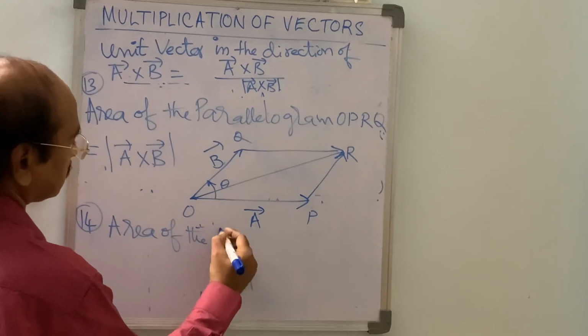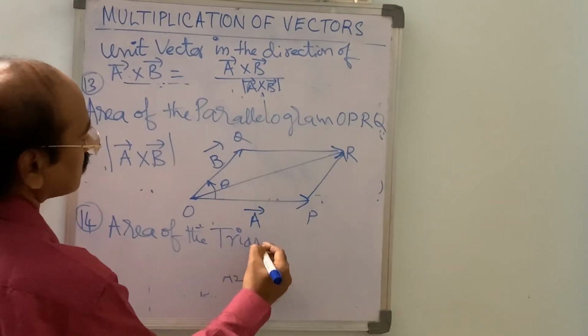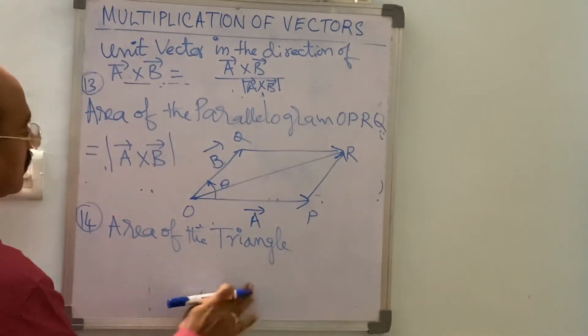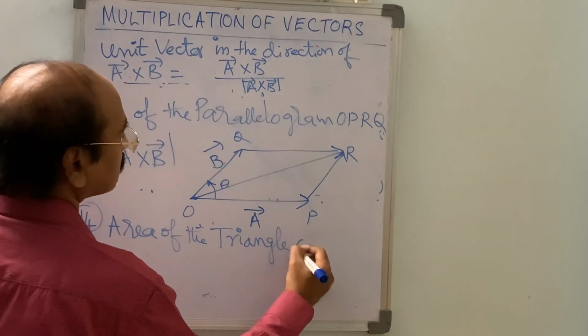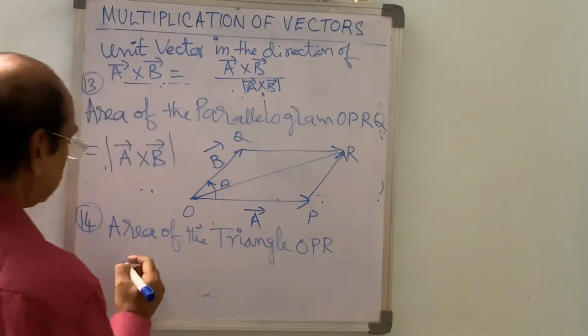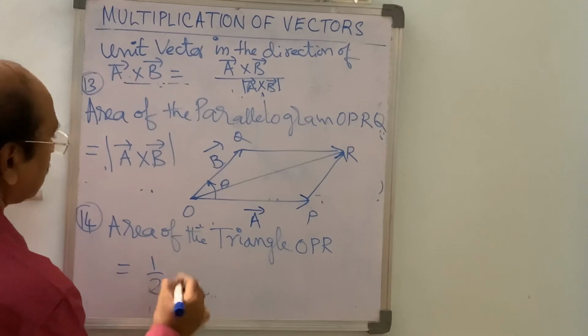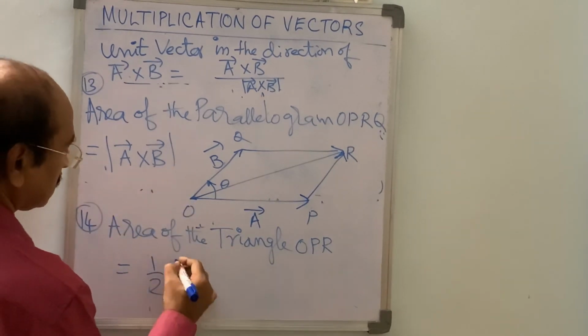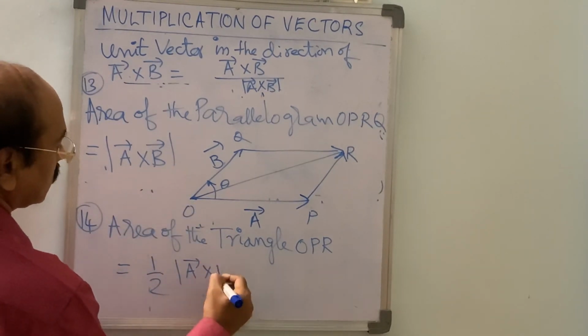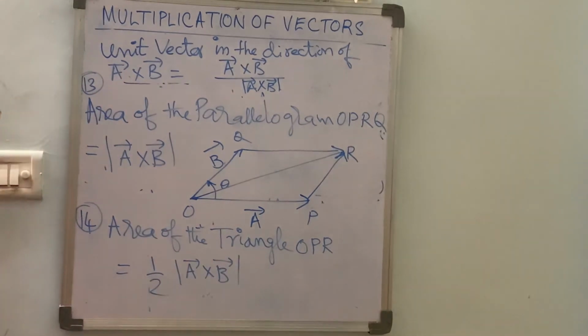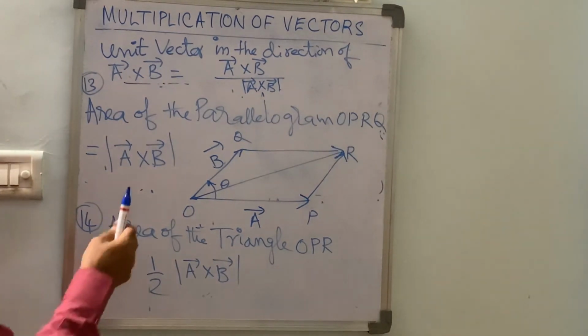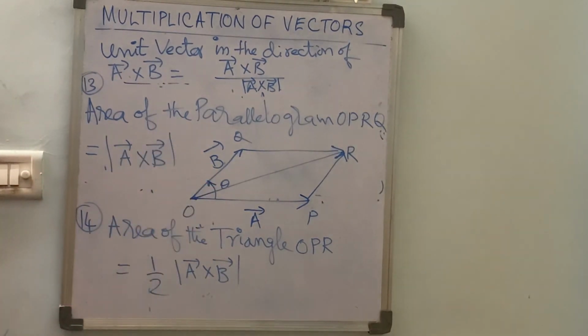and the area of the triangle, from the figure, is equal to half of the area of the parallelogram. This is the physical interpretation of the vector product.